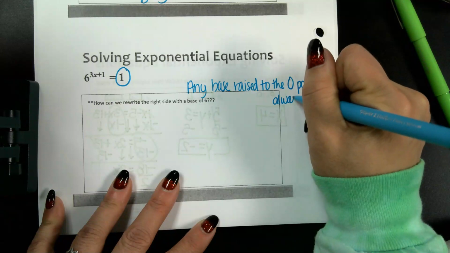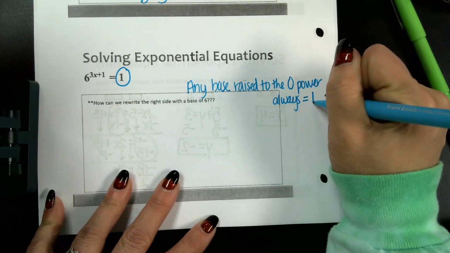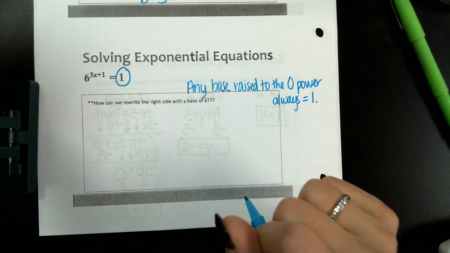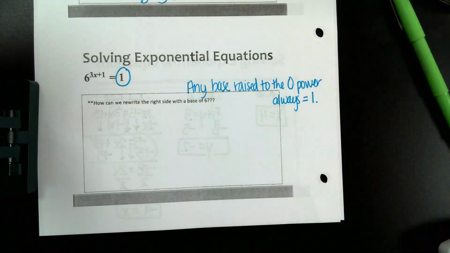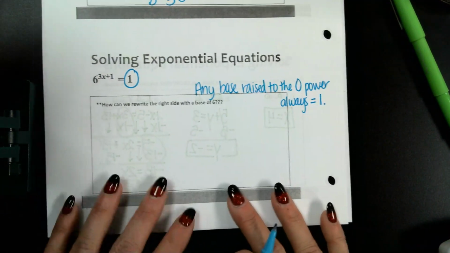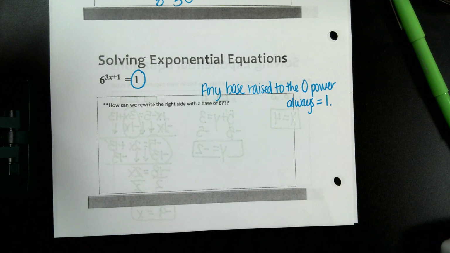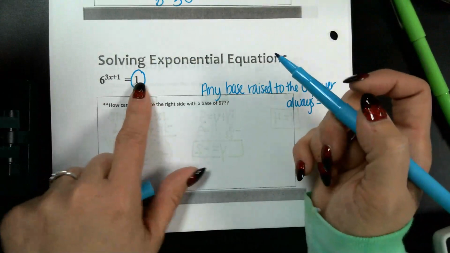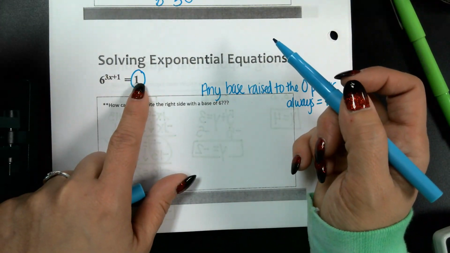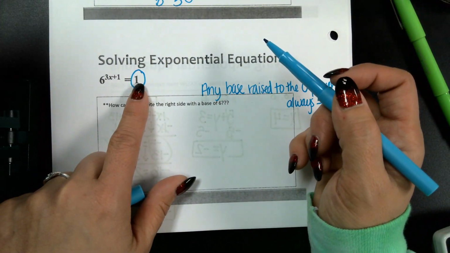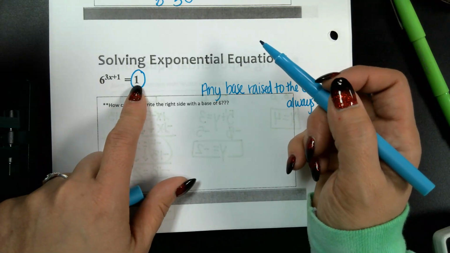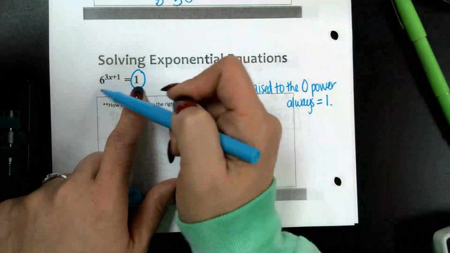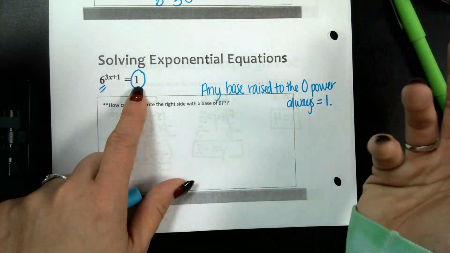always equals 1. Okay? Now that's going to help you because if the right side of the original equation, or I mean it could be the left side, whatever side the 1 is on, couldn't I technically change this to any number to the 0 power? I could change this to 15 to the 0. But that wouldn't make sense if this one's already a 6.